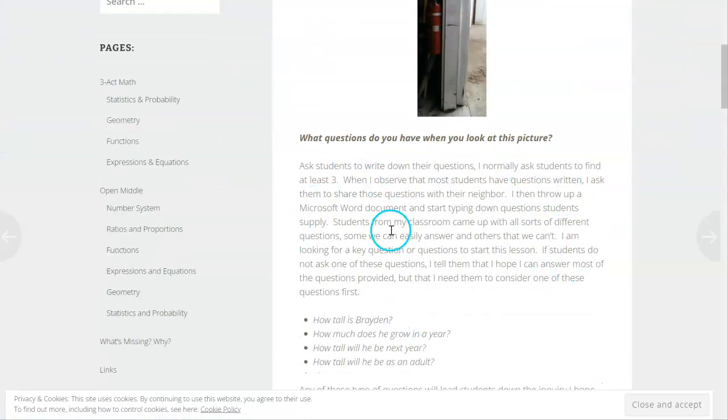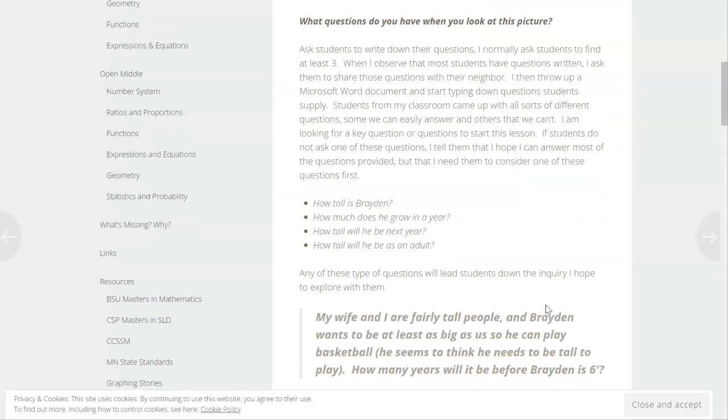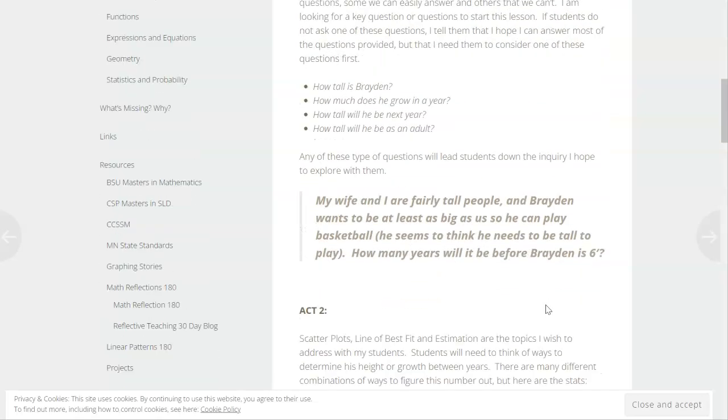They have some text here that you can read, and you can read some of this to your kids. These are some questions that we hope they'll ask. So your goal is to solicit questions, and the person that did this explains how they solicit questions from kids. They're trying to get them to ask one of these questions so that we can quantify that and actually create an equation and analyze it.